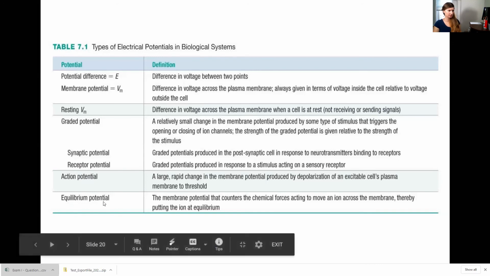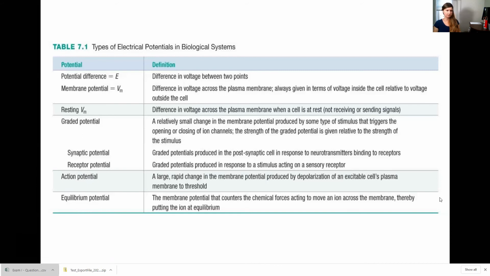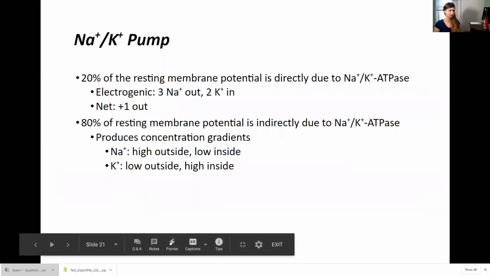So we're going to skip here to equilibrium potentials. Remember from Unit 1, our equilibrium potential is when we have a membrane potential that cancels out the chemical forces to move an ion across the membrane, by having that charge directly pull them into the membrane with equal strength, equal magnitude. Okay.